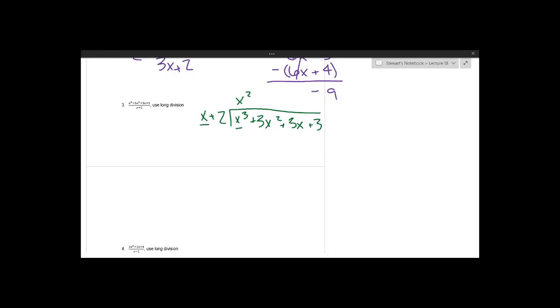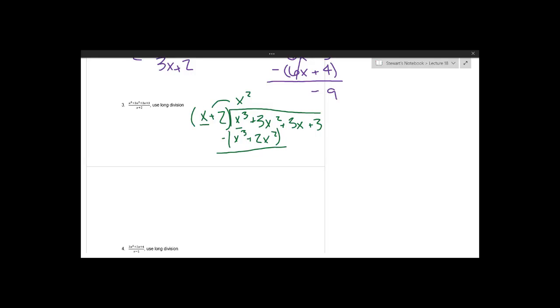And then that factor, or that missing factor, goes on top of the division house, because x times x squared gives you x cubed. Now we're going to multiply this to the entire expression. So we're going to have x cubed plus 2x squared, and like we did before, we have to subtract this new term that we found by multiplying.